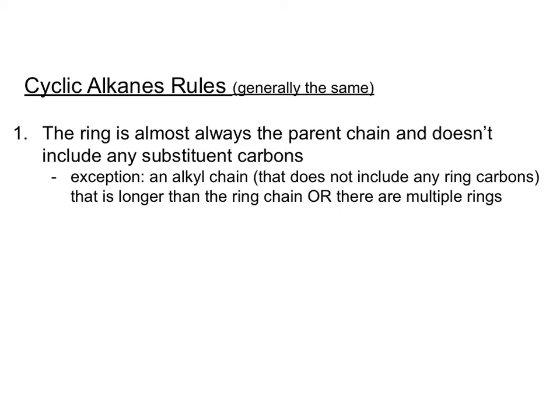So generally the same rules for cyclic alkanes as there are for normal alkanes. This is key. The ring is almost always the parent chain, and it doesn't include any carbons that are on substituents, in the same way that we don't include the ring carbons in the substituents. The only exception is going to be if there's an alkyl chain that doesn't include any carbons from the ring that's longer than the ring itself. So let me give you an example of one of these exceptions.